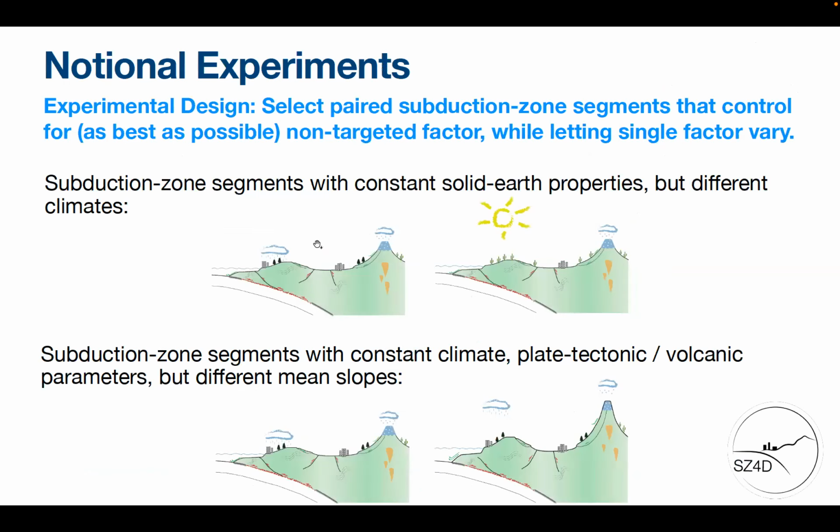One way that we've talked about how to isolate those various factors and their importance is through comparison sites. The LNS group's experimental design is very much based on selecting paired subduction zone segments where you can control for as best as possible one variable and let the others vary.